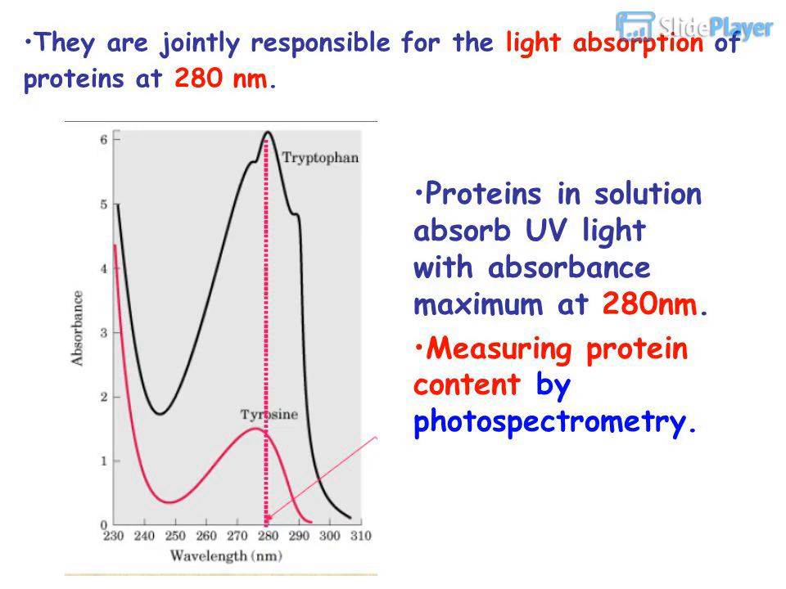Proteins in solution absorb UV light with an absorbance maximum at 280 nanometers. They are jointly responsible for the light absorption of proteins at 280 nanometers. This is used for measuring protein content by spectrophotometry.